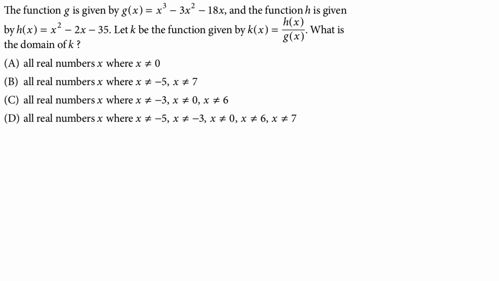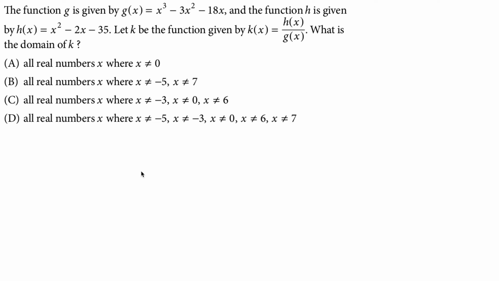Here's a question about the domain of a rational function. Rational being the ratio of two polynomial functions. The function g is given by g of x equals x cubed minus 3x squared minus 18x. And the function h is given by h of x equals x squared minus 2x minus 35. Let k be the function given by k of x equals h of x over g of x. What is the domain of k?